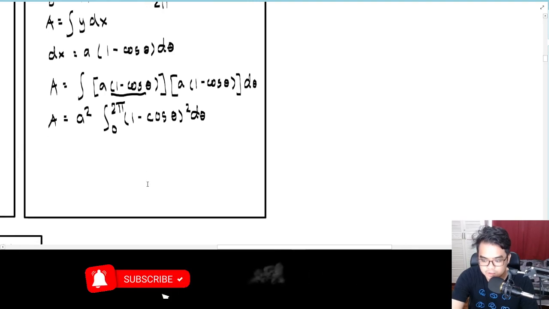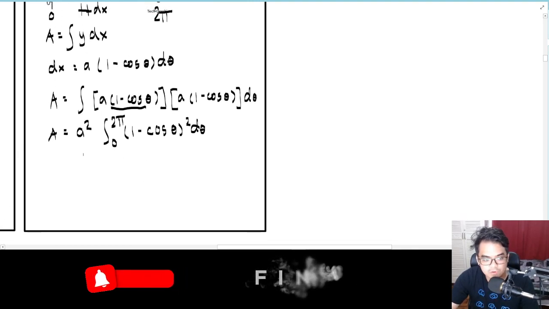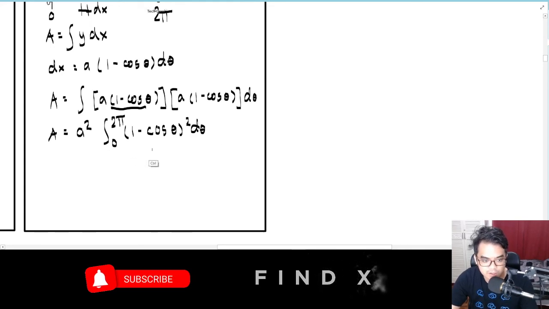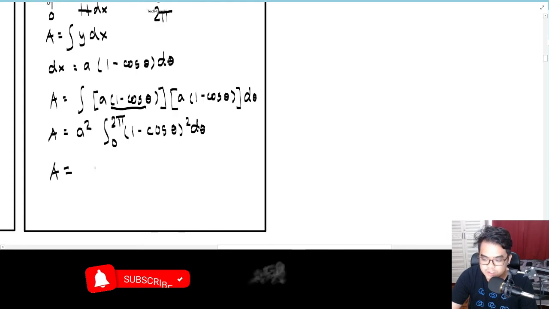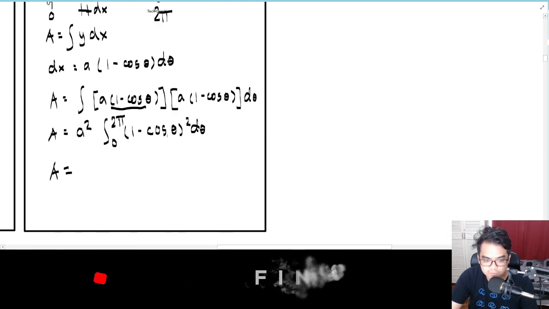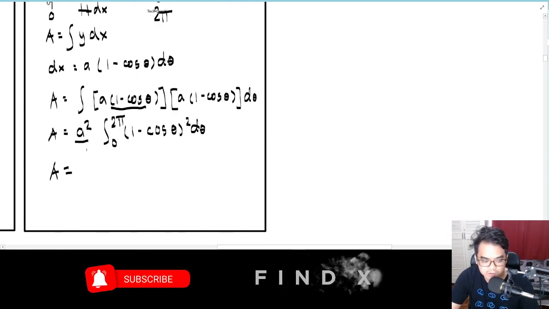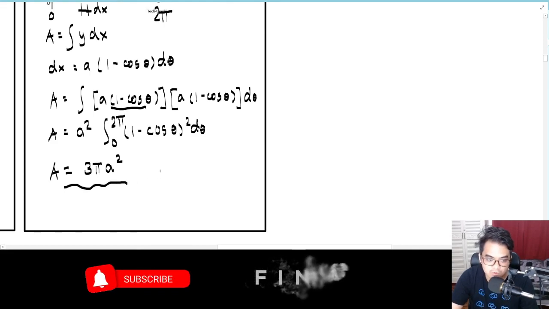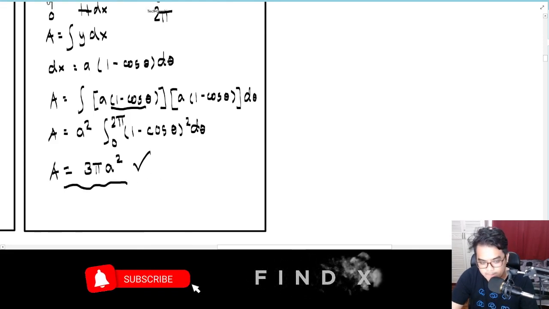So I think that's it. All you have to do is just input this in your calculator again, just to make it easier. The answer here, this part, will be 3 pi. So don't forget the a squared. Therefore, the answer is just 3 pi a squared. So this will be the area of a cycloid of one arc. Okay, so let's move on to the next one.